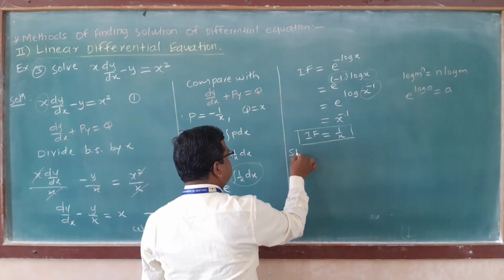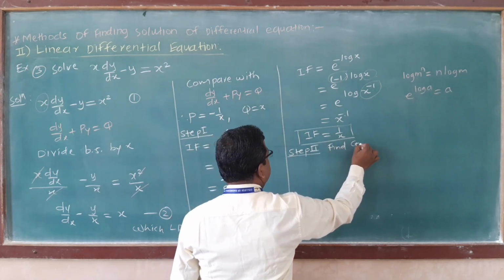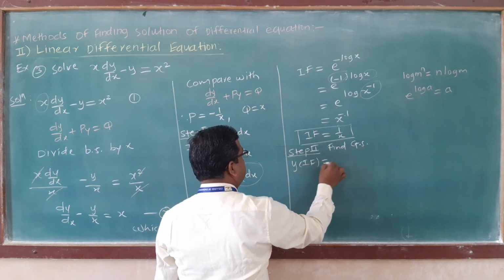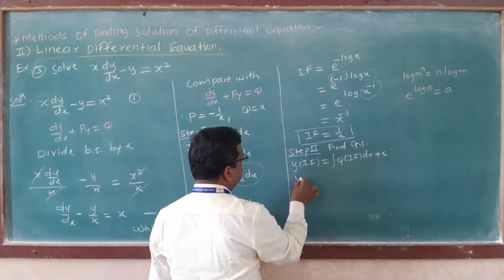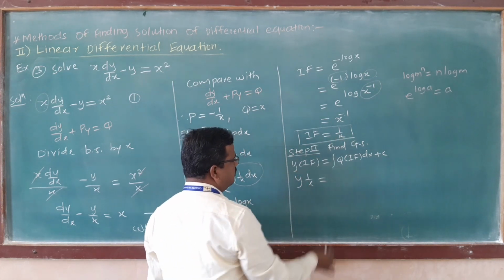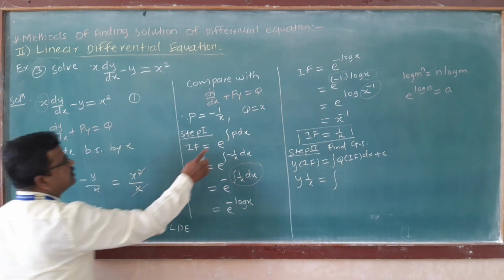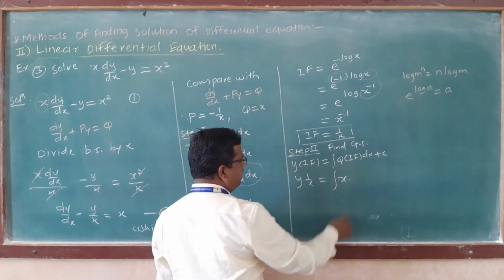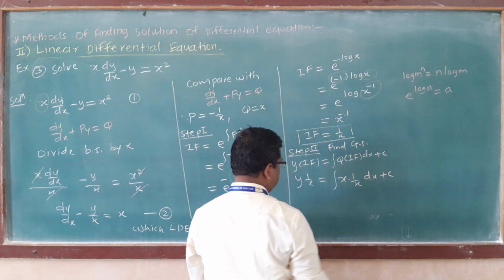Now in step 2 we find general solution. So this formula: y into IF is equal to integration of q into IF dx plus c. Now put values: y, IF means 1 upon x, which is equal to q. What is q? It is the right hand side of the equation. This q is x into integration of IF, IF means 1 upon x dx plus c.